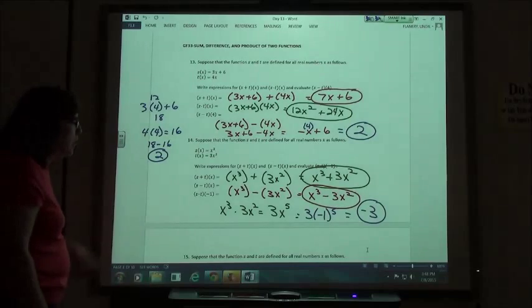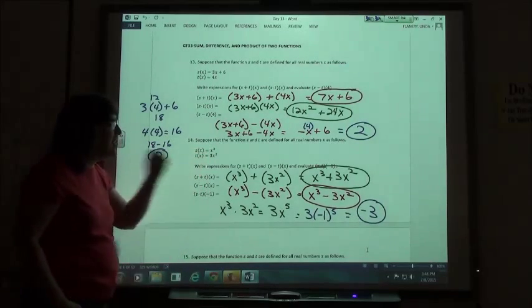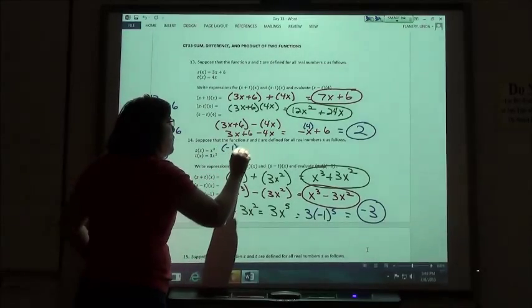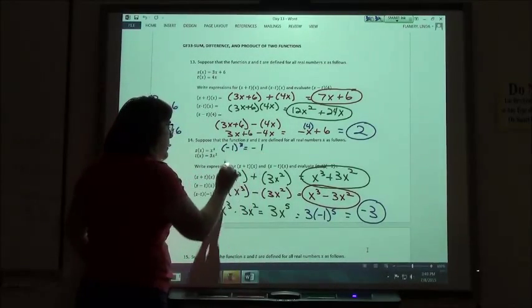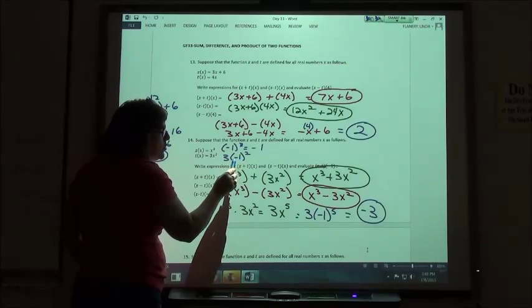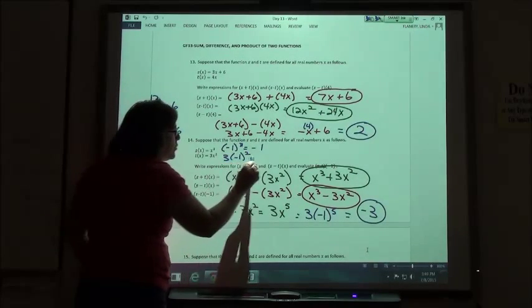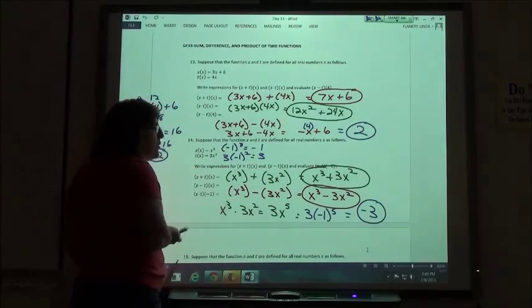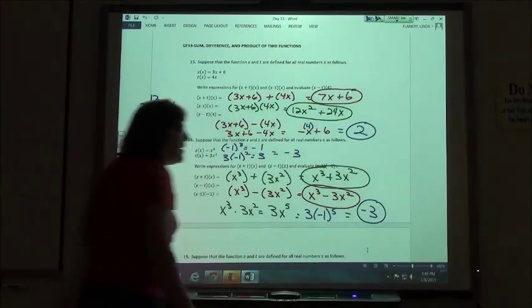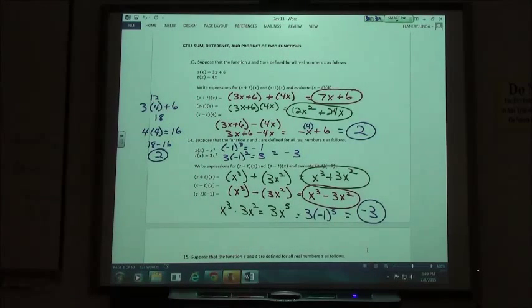Same thing here. I could have put the negative 1 in each of these separately and then multiplied my answers. Negative 1 cubed is negative 1. 3 times negative 1 squared. Negative 1 squared is a positive 1. 1 times 3 is 3. And then multiplied my answers. Negative 1 times 3 gave me that same answer of negative 3. So if you want to double check, you can do it both ways.